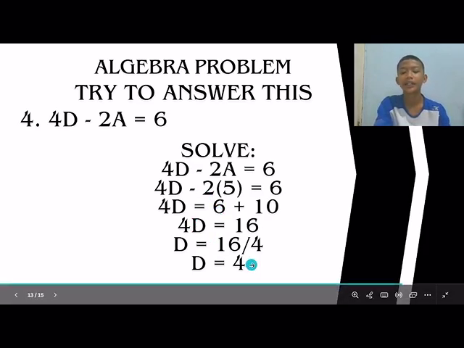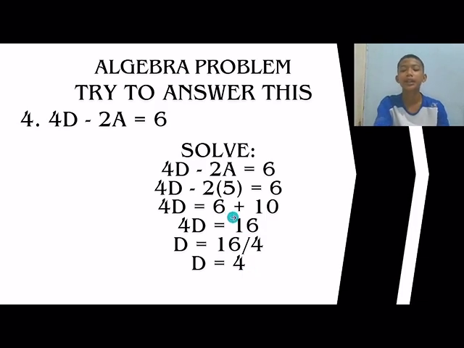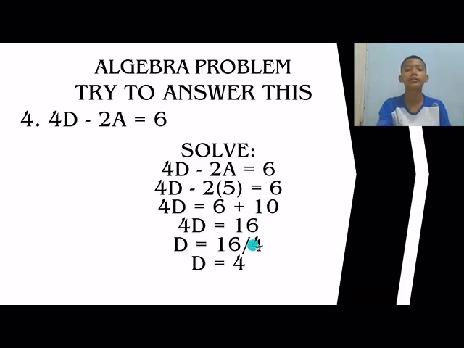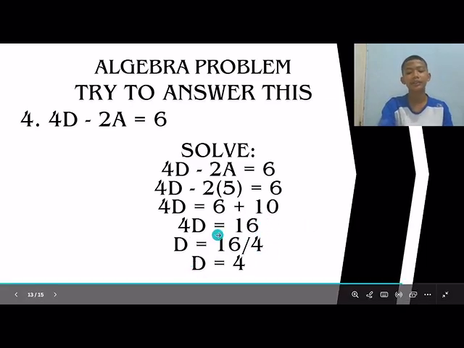For the right side, 10 plus 6 equals 16. Then we do the same, divide both numbers by 4. 4D divided by 4 is equal to D, and 16 divided by 4 is equal to 4. So the D value is 4.